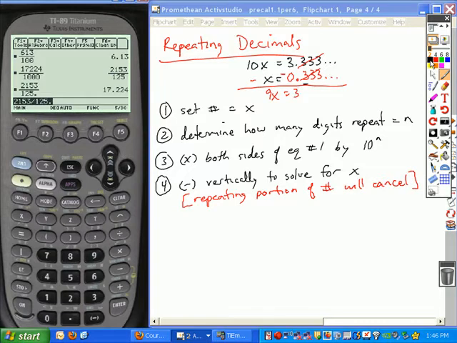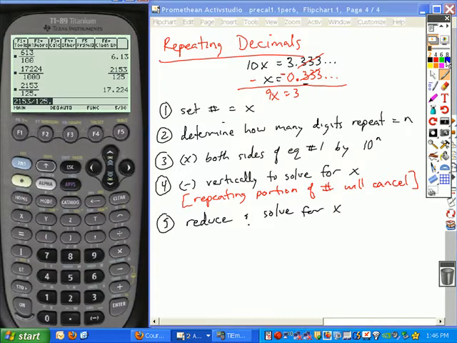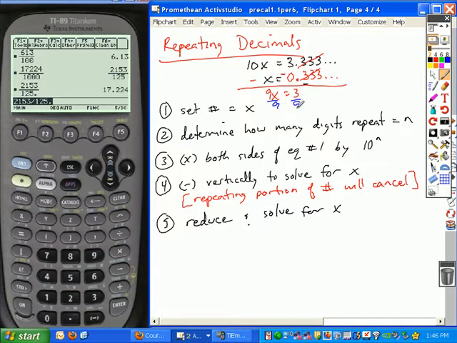And then your final step is to reduce and solve for x. So you're looking to solve for x here. To reduce it, 3 goes into 3 once, 3 goes into 9 3 times. So it reduces your fraction into that rational form of 1/3. This is the process that's used.